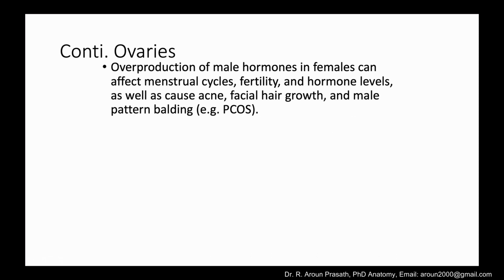Overproduction of male hormones in females affects the menstrual cycle. Male hormones in females are produced in the adrenal cortex, and they can affect the menstrual cycle. It can lead to fertility disturbance, hormone level disturbance, as well as cause acne, facial hair growth, and male pattern hair growth. This is common in polycystic ovarian disease, where there is cyst formation around the ovary, and that leads to increased production of male sex hormones in females.